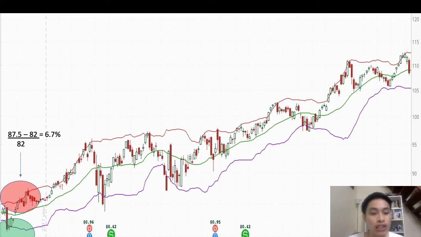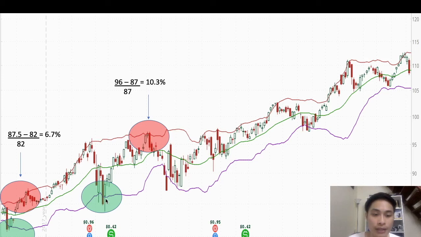So where's the next potential entry point for us? Right, it's here because prices are at the lower part of the Bollinger Band. So if we enter here, where would we have exited? We would have exited at this point, right? Because prices are at the upper Bollinger Band. So again, let's calculate how much we would have made from this trade. We would have sold at around this point, which is around $96, and we would have bought at 87, around here. So 96 minus 87 divided by the base 87, we will have made 10.3% returns on our trade. So can you see how powerful it is?